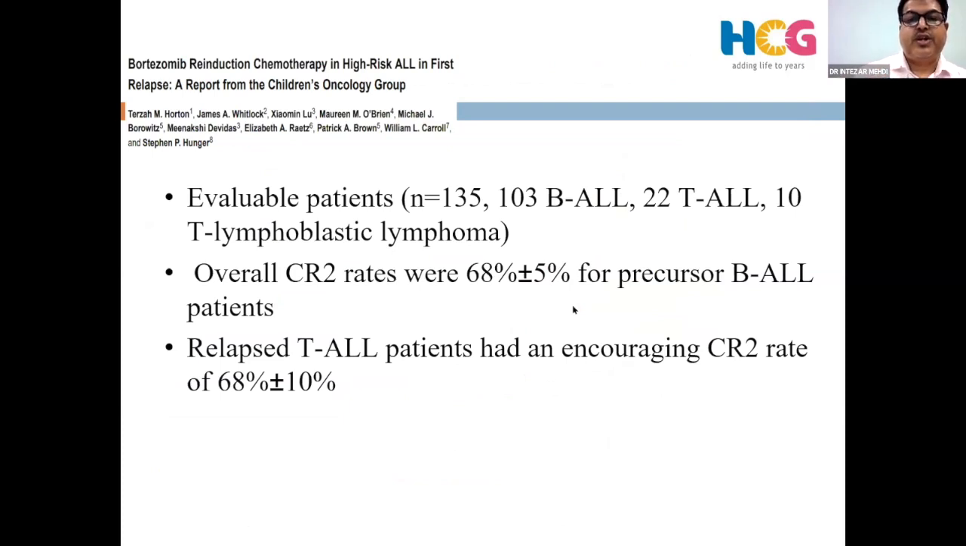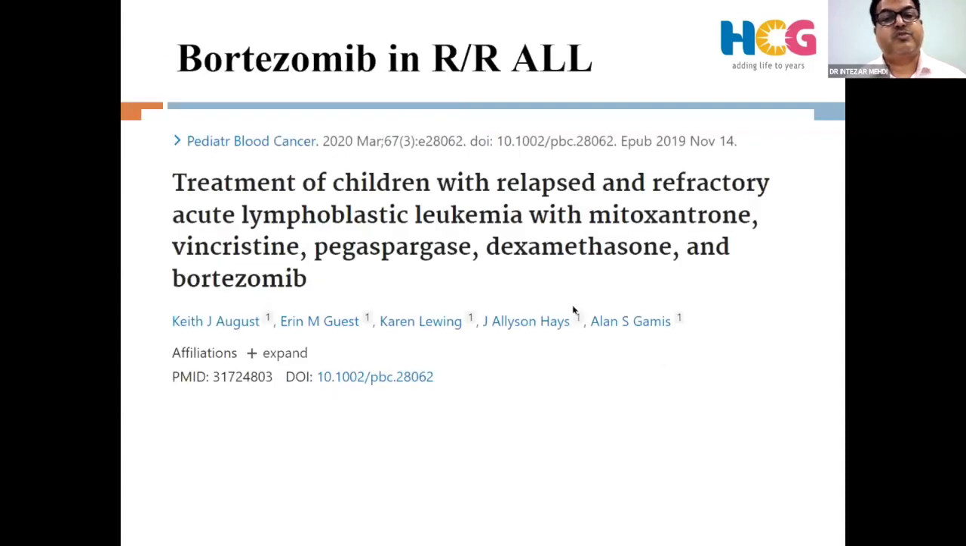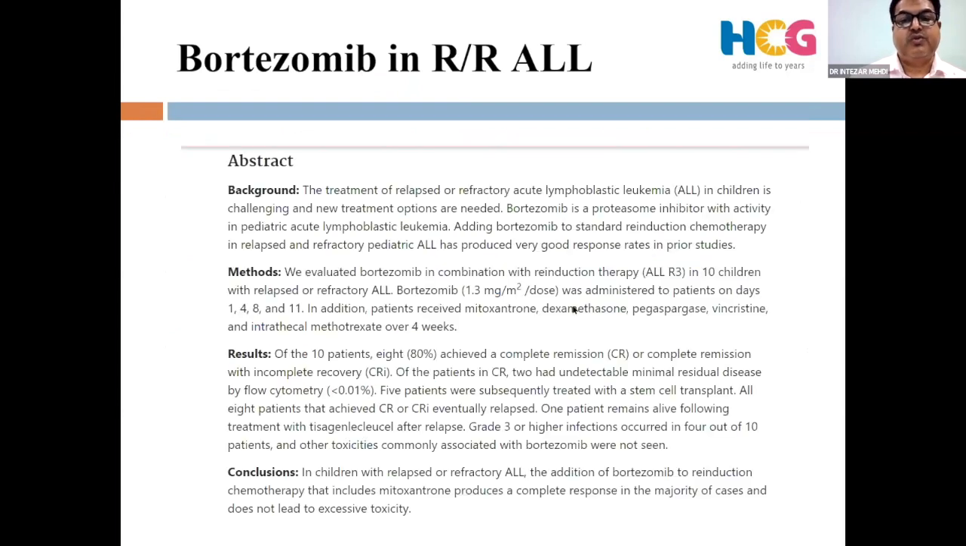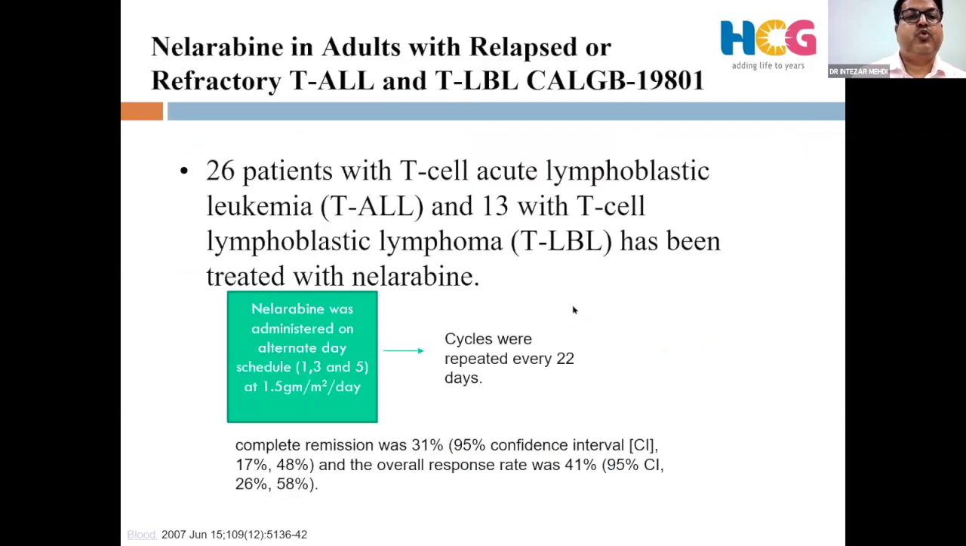And you can see that CR2 rates were about 68% for B-ALL. Impressively, even T-ALL had a 68% response rate, which is quite excellent. The next paper is trying to evaluate whether we add mitoxantrone along with the bortezomib and what's going to happen. The results of this will come, but a short 10 patients they have done, which showed 80% response. We are a little bit concerned because it may have more toxicity because you are combining mitoxantrone also with bortezomib. Then next is the T cell ALL.